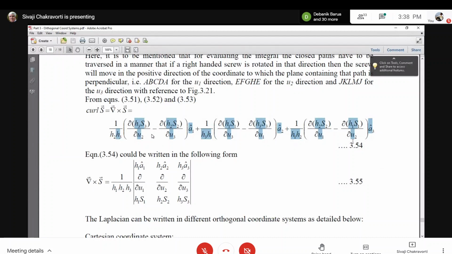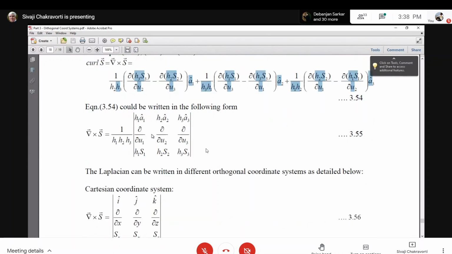That's how we calculate curl. This is true for any curl calculation. Now this can be written in a determinant form. This is typically equation 3.55. Instead of writing all those complicated full forms, we write it in this much simpler form to remember, because the first column, you see, it is all u1.